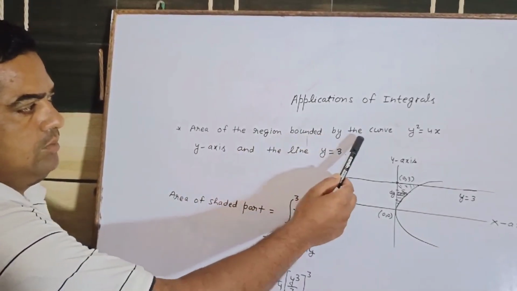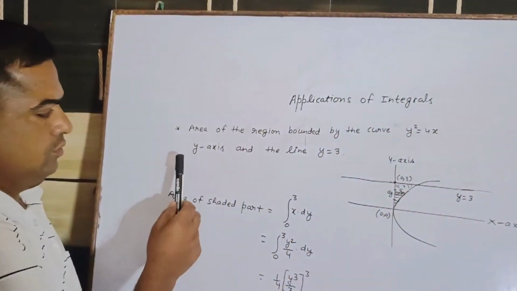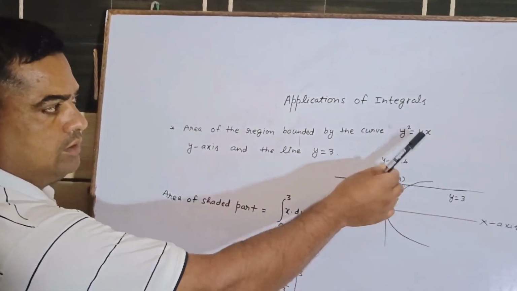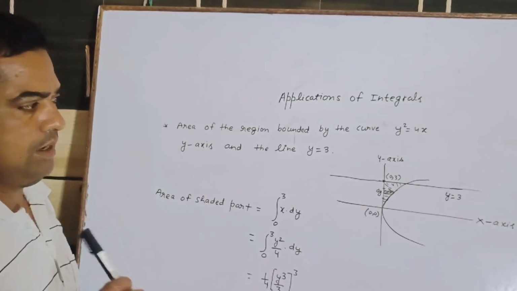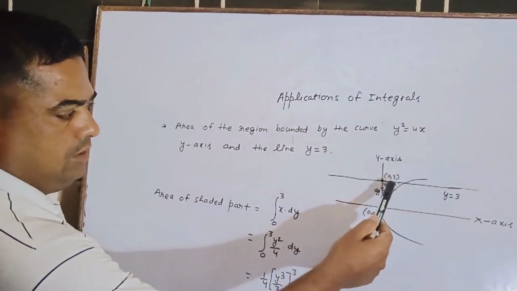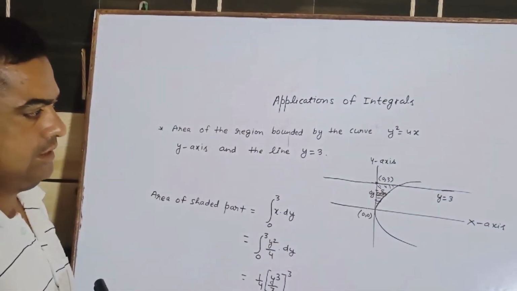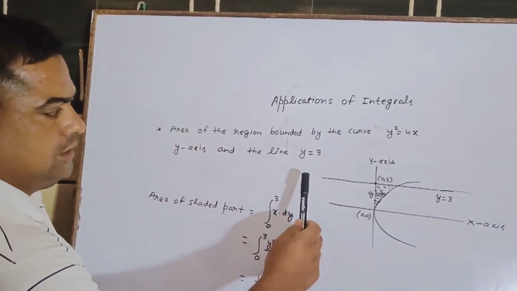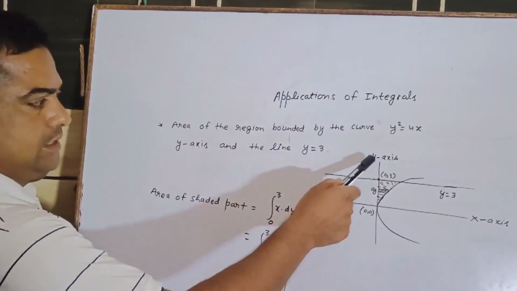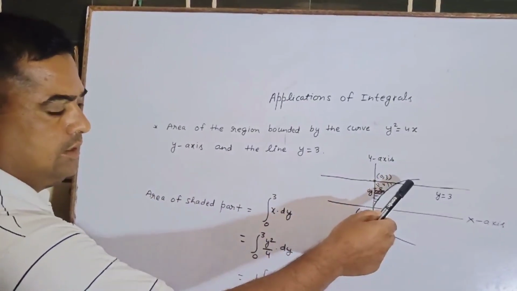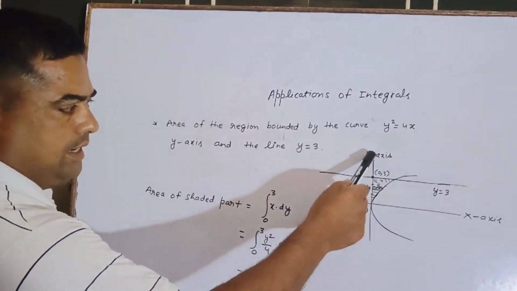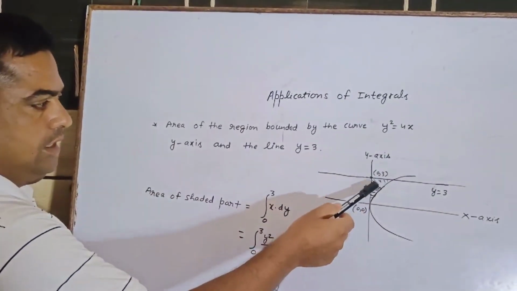Area of the region bounded by the curve y square equals 4x, the y-axis, and the line y equals 3. Students, we know very well y square equals 4x is the equation of a parabola along the x-axis. We have y square here, so the parabola will be along the positive x-axis, and y equals 3 is a line parallel to the x-axis, and we have the y-axis. So we have to find the area of the shaded part, the area between the curve, the line and the y-axis.